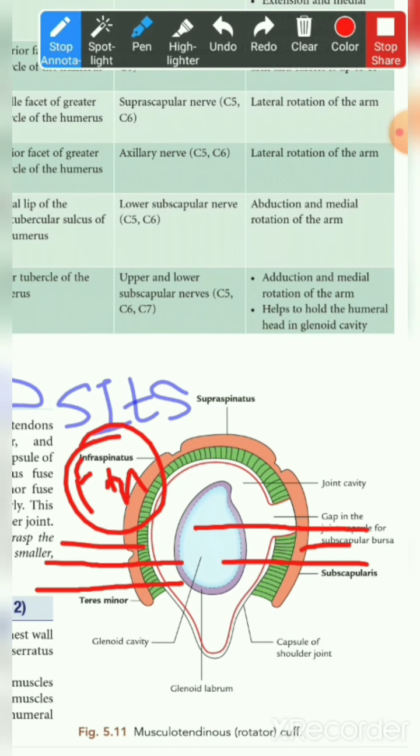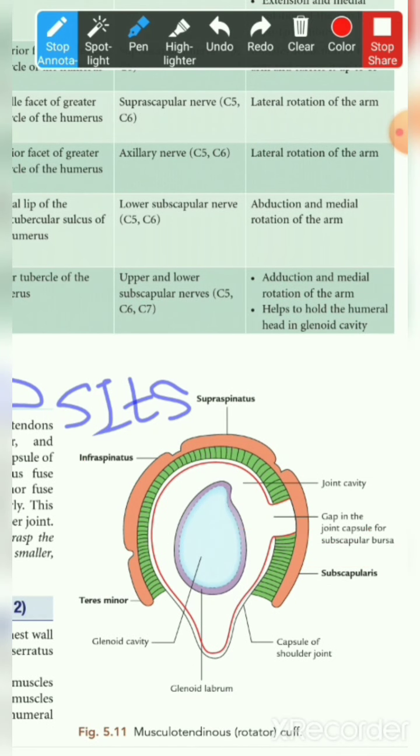So you can see in a cross section, these are the greater tubercle, supraspinatus, infraspinatus, teres, and from the lesser tubercle there is the subscapularis muscle. So these four muscles together strengthen the shoulder joint.